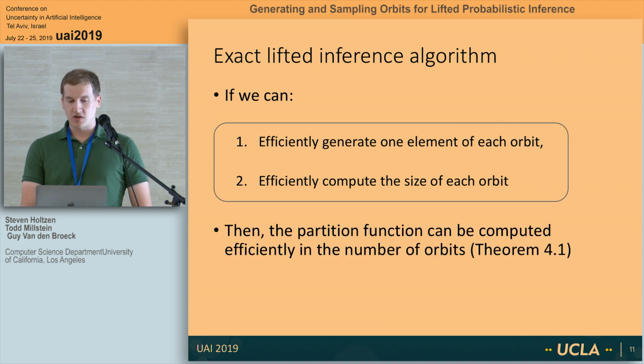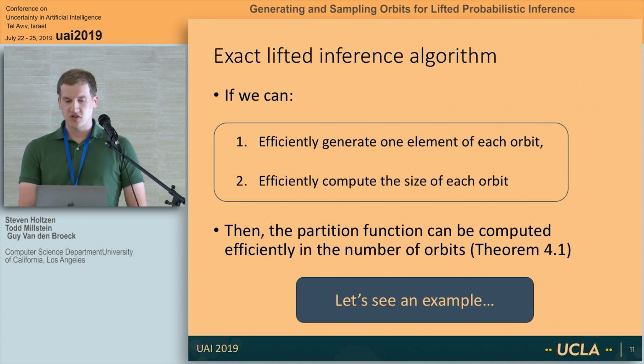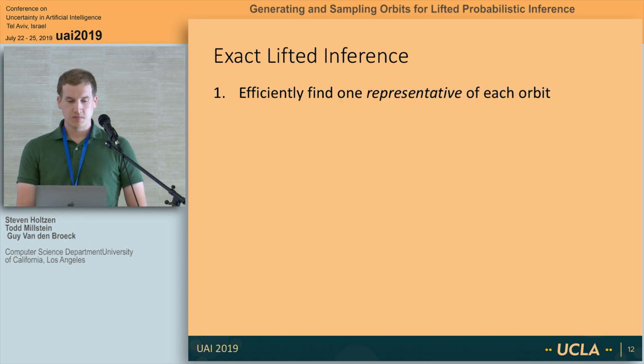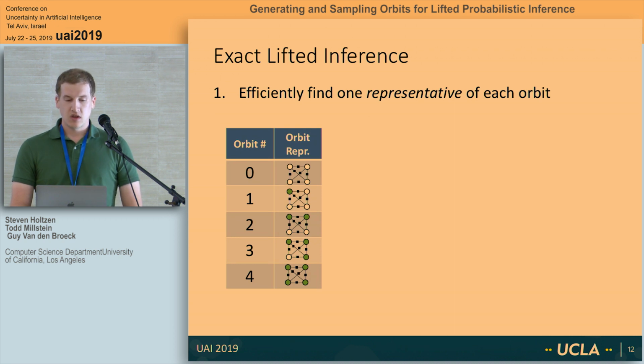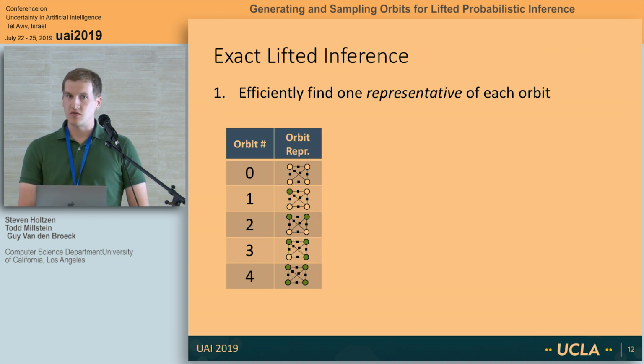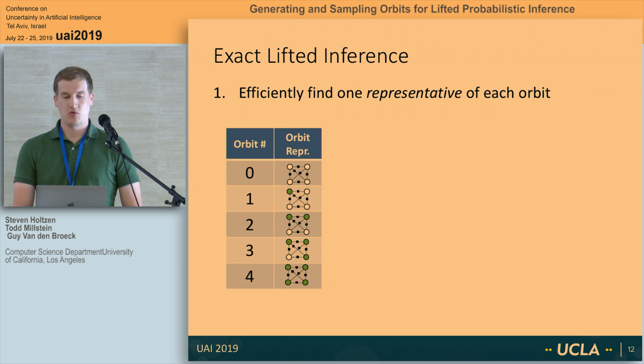And it's going to have a couple of ingredients. One is we need to be able to efficiently generate one element of each orbit. And 2 is we need to be able to efficiently compute the size of each orbit. If we can do these 2 things, then we can design a lifted inference algorithm. And this I'll show you with an example.